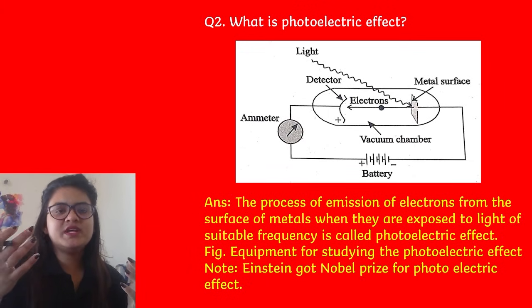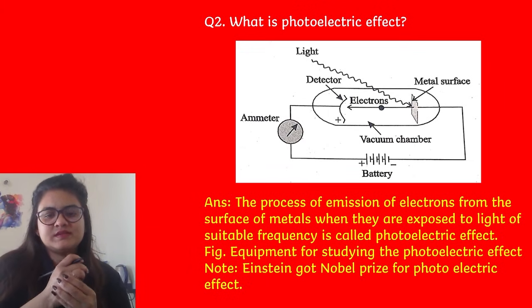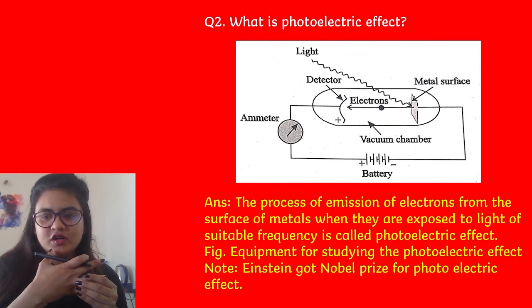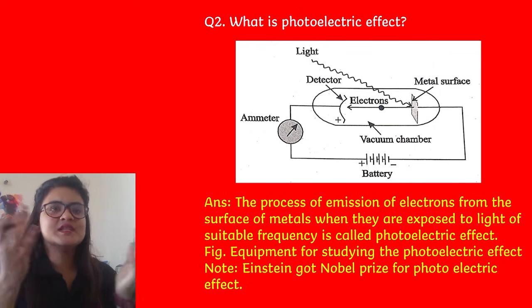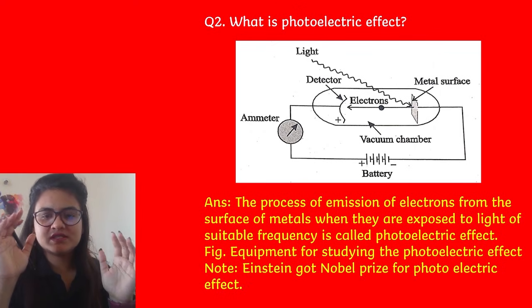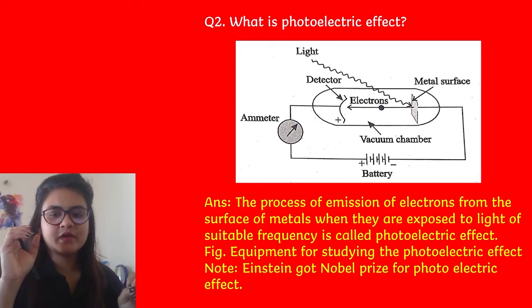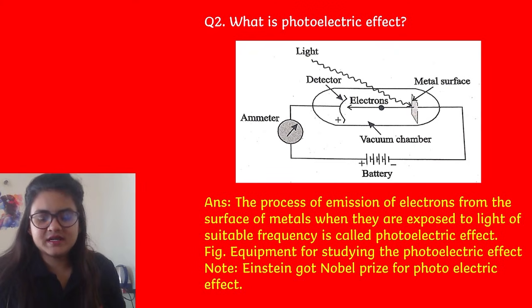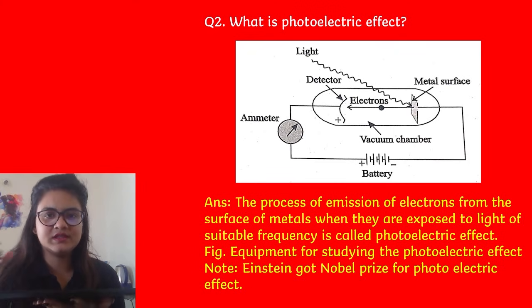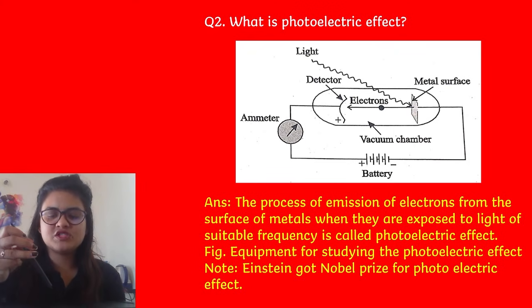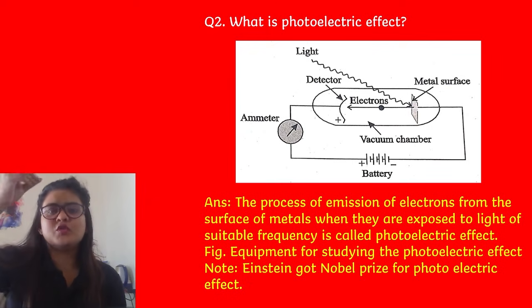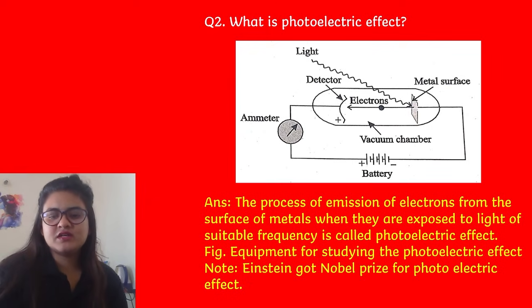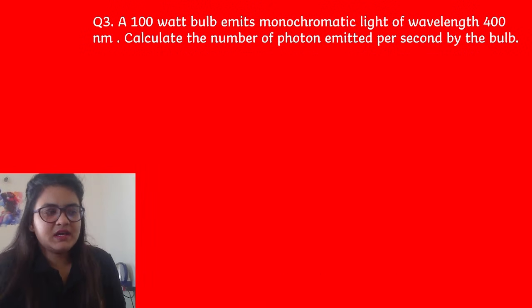So simply you can just write down the process of emission of electrons from the surface of the metal when they are exposed to a certain frequency of light, that is called photon. Okay, so that is called photoelectric effect. So you are having a surface, let's say I'm having this type of metal surface. On that surface, if photon is striking, then the free electrons above the surface will come out. Okay, that is the photoelectric effect. Okay, so I guess it's clear. Let's proceed.